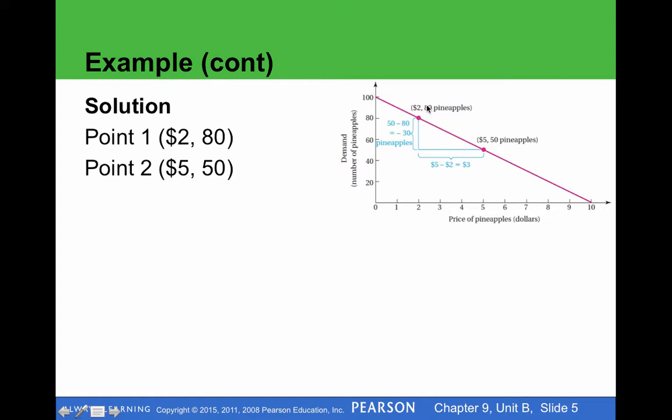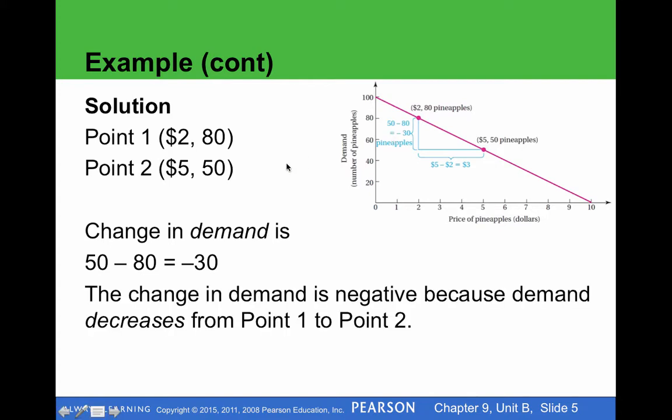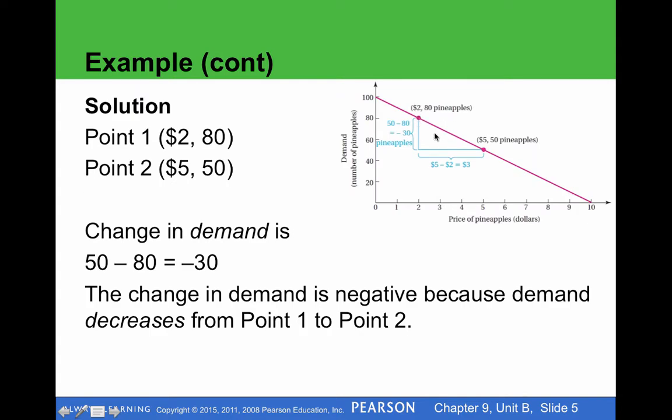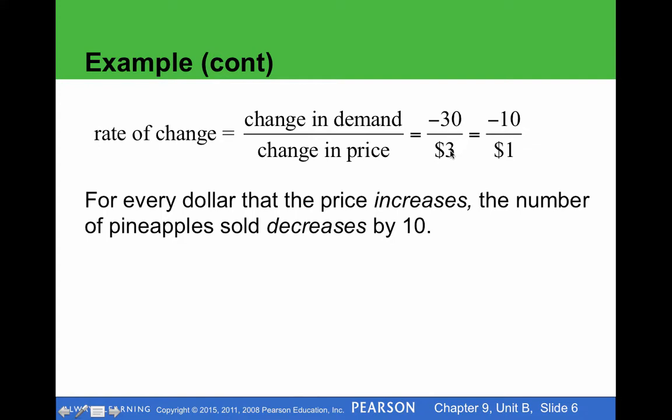We want to figure out the change in y, which is the change in the dependent variable. If we go from this point, we're going down 30. 80 minus 50 is a positive 30, but since it's going down, we take the second point: 50 minus 80 is a change of negative 30, because the demand decreases. Then the change in the price is 5 minus 2, which is $3. We're taking the second point minus the first point, and that's why it's a negative rate of change here: negative 30 divided by $3.